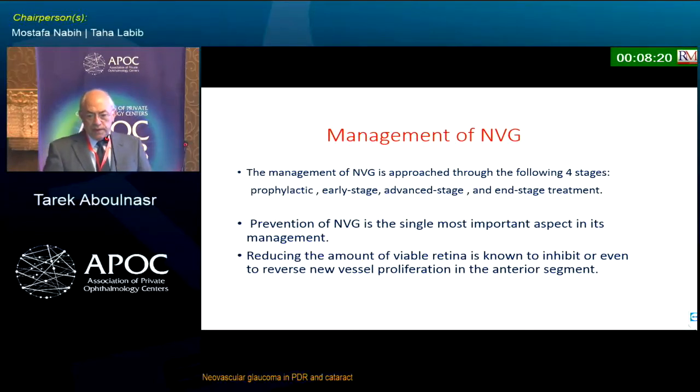How can we manage the neovascular glaucoma? The management is approached through the following 4 stages according to the prophylactic, early, and advanced, and the end stage of neovascular glaucoma. Prevention is the single most important aspect in its management. Reducing the amount of viable retina is known to inhibit or even to reverse new vessel proliferation in the anterior segment.